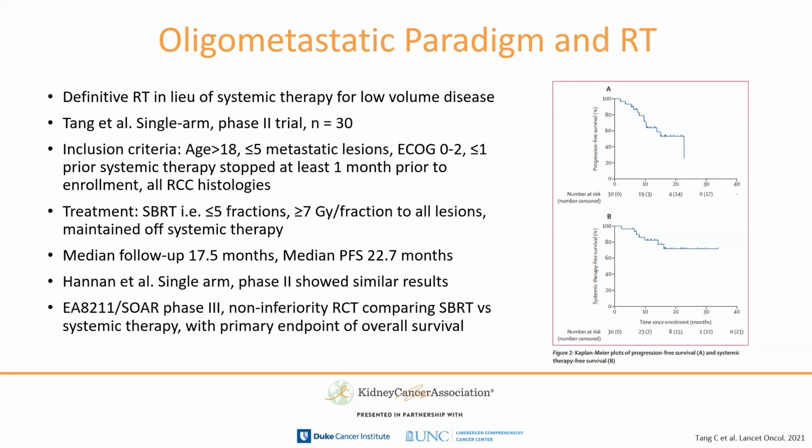So this was a single-arm phase 2 study that included 30 patients with clear cell renal cell carcinoma and had a prior nephrectomy and now had oligometastatic disease. They irradiated all of the sites of disease, and the median progression-free survival, as shown here, was 2 years with relatively low toxicities. There was a similar study from the group at UT Southwestern, which showed similar results, and we are now awaiting the data from the SOAR-3 trial, which compares SBRT versus systemic therapy with an endpoint of overall survival.